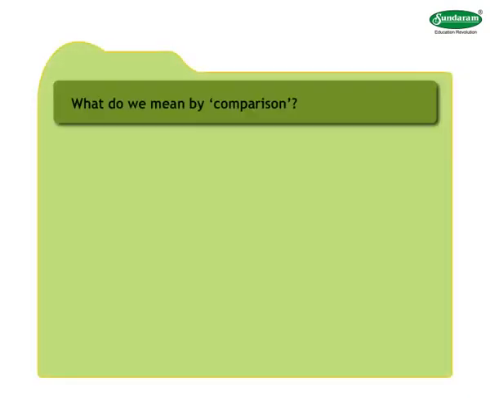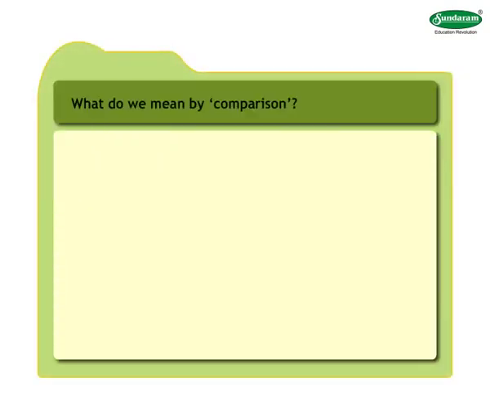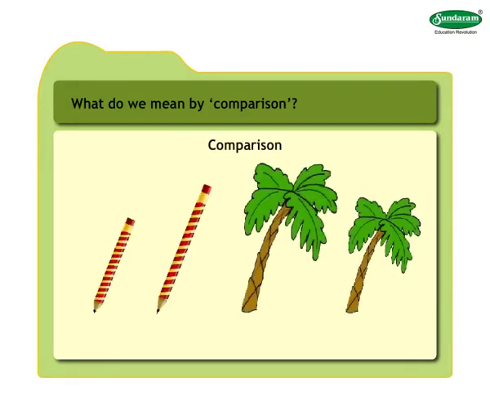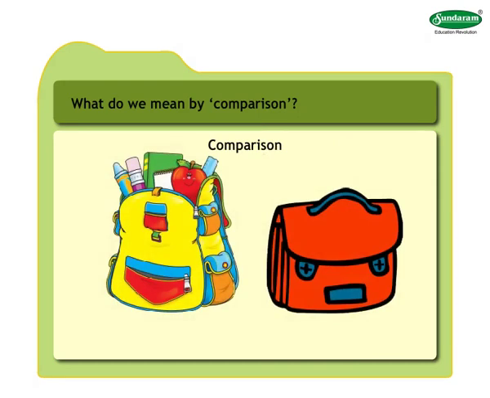What do we mean by comparison? Sometimes, when you look at two or more things, you automatically say that, for example, your pencil is small, my pencil is big. This is a tall tree. That is a short tree. My school bag is heavy. My brother's school bag is lighter in weight.